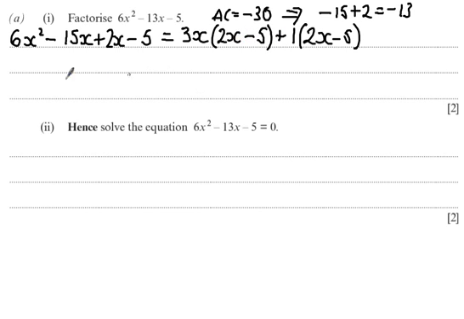Now I can take the 2x minus 5 out as a common factor, and inside the other bracket remains coefficients of the 2x minus 5, so 3x plus 1.